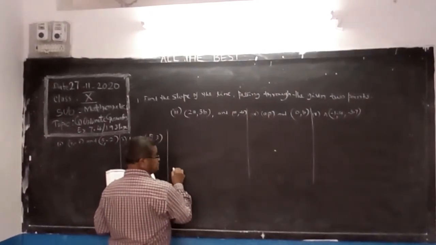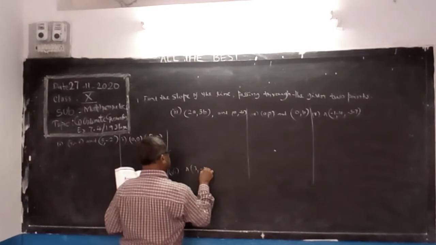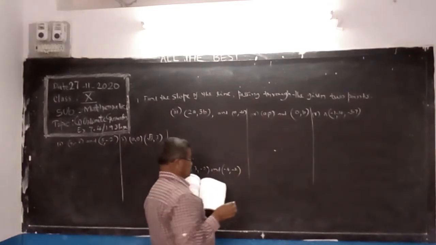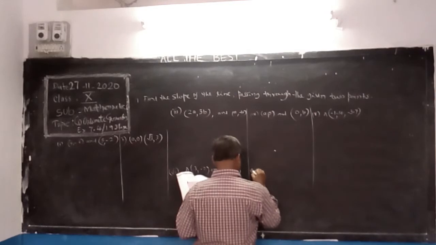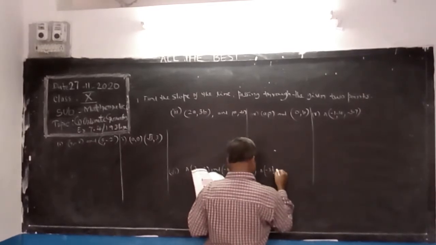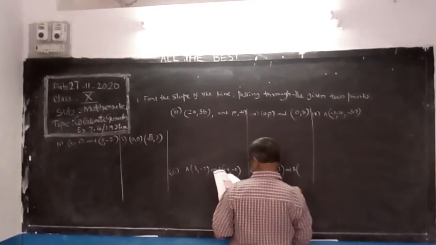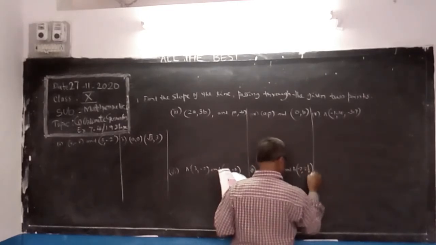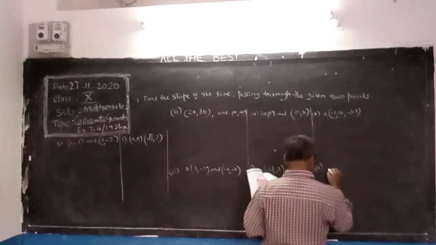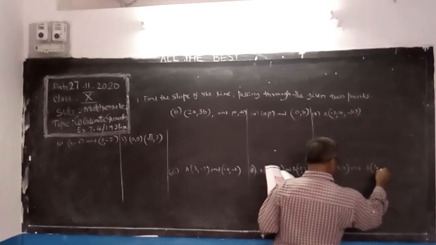Sixth, A 3 comma minus 2 and B minus 6 comma minus 2. 7, A minus 3 comma 3 and a half comma 3, and B minus 7 comma 2 and a half. A 0 comma 4, and B 4 comma 0.